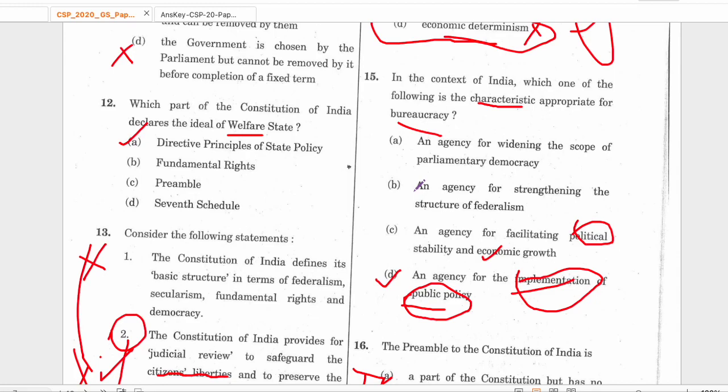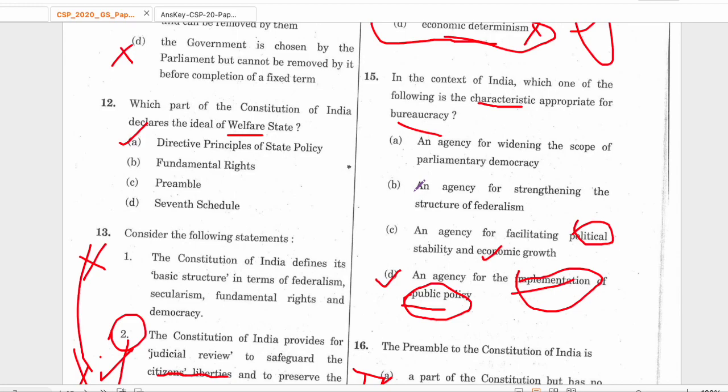In the context of India, which one of the following is the characteristic appropriate for bureaucracy? An agency for widening the scope of parliamentary democracy. Nothing. The bureaucracy does not have a role to deepen parliamentary democracy. Parliament is the epitome of we the people of India, and the power is with the people, and political parties are the tool. Bureaucracy just has the role to work based on the legislation which would be framed or the public services rules.